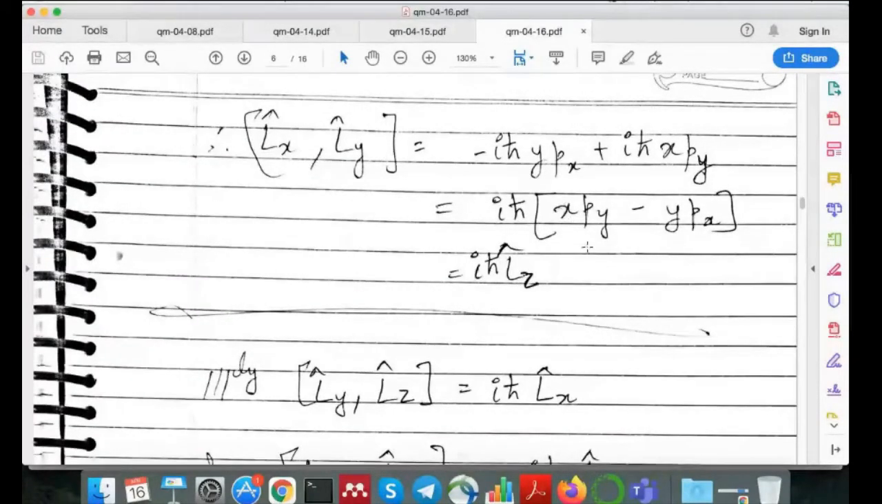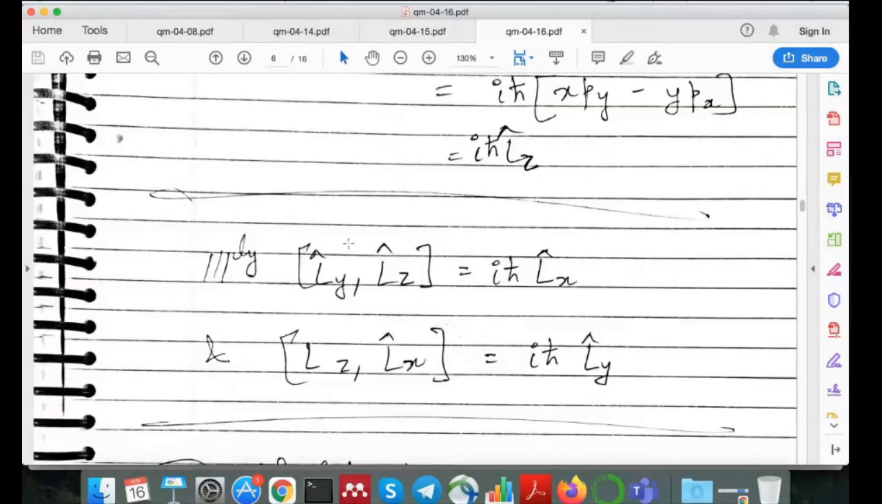Any questions up to this part? You understand how we did this. So you should be able to do such problems. You just have to simplify the commutator relations, apply all the formulas and properties that we have already studied, and try to simplify it and derive the relation. Let me know if you have any questions.